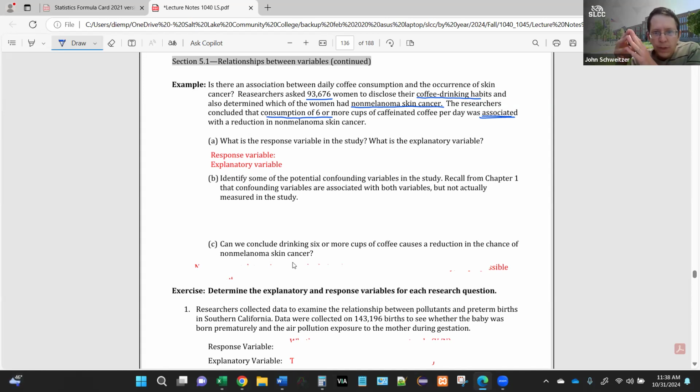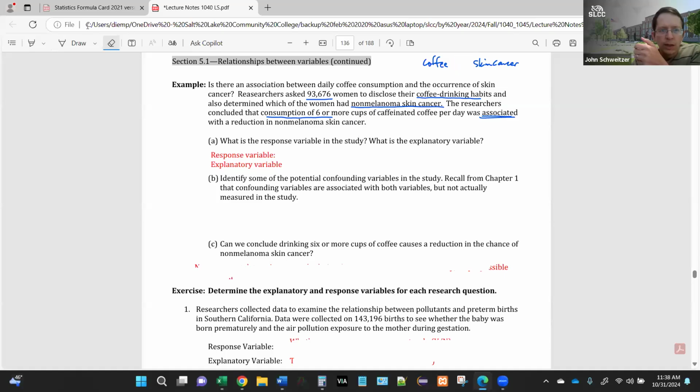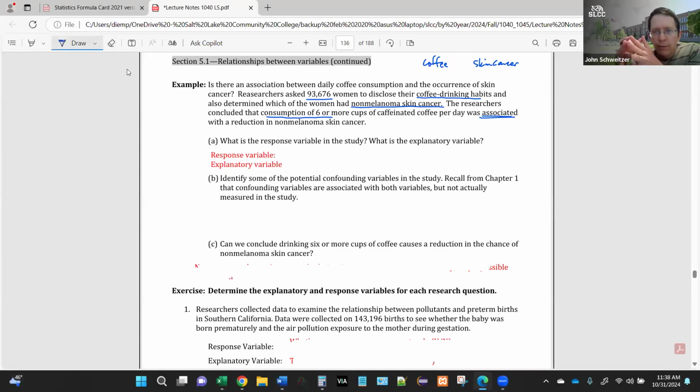So what is the response variable and what is the explanatory variable? There's two variables here. There's coffee drinking, and then there is skin cancer. So what causes what? Does skin cancer cause? Well, again, we're not necessarily saying causation. I want to be careful there. I'm trying to figure out which one we call the explanatory variable and which one we call the response variable. So we're not actually going to prove that one is causing the other or explaining the other. But if there were some kind of causal relationship, how would it go?